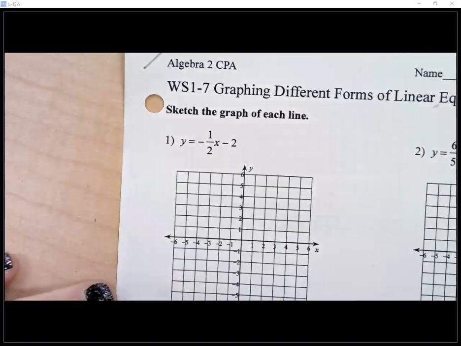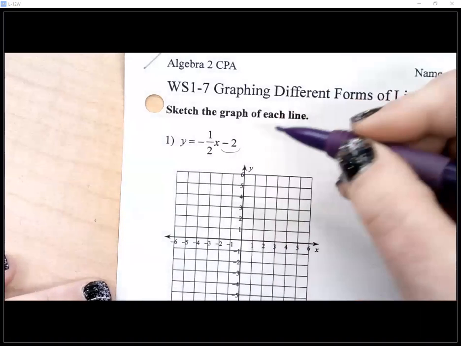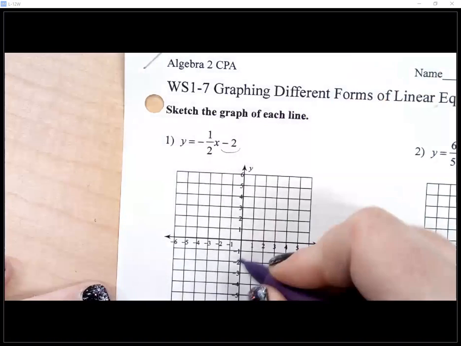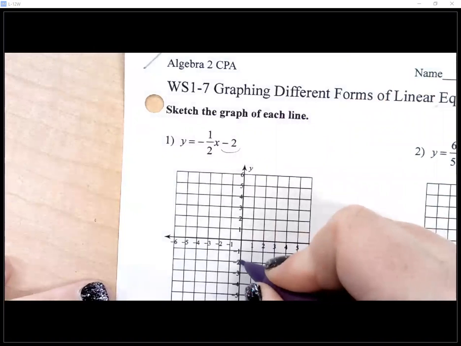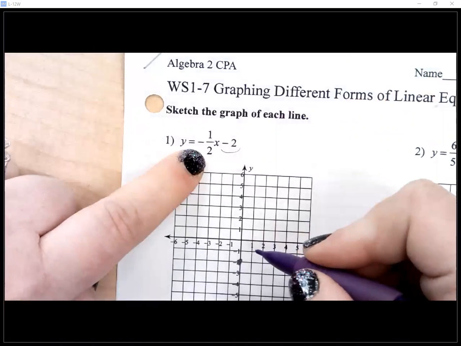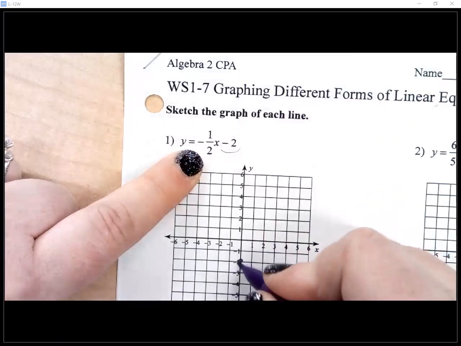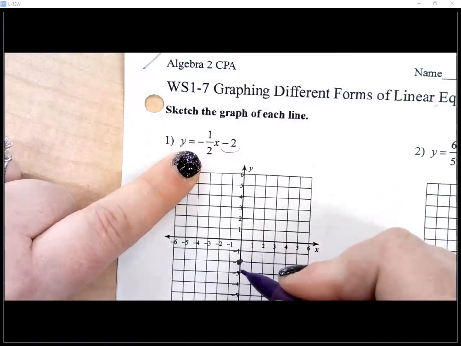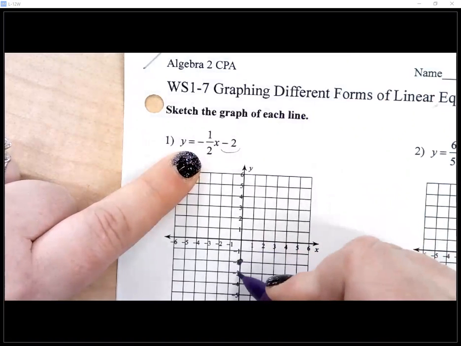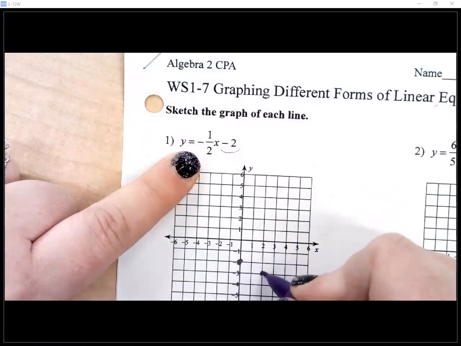Remember, I always start at the b number on the end. So on the y-axis, right? So start at -2, and then I follow the slope. In this case, it's a -1/2. What does that mean? Where do I go from this point? If it's a -1/2, I go down 1 to the right 2. Always go to the right.